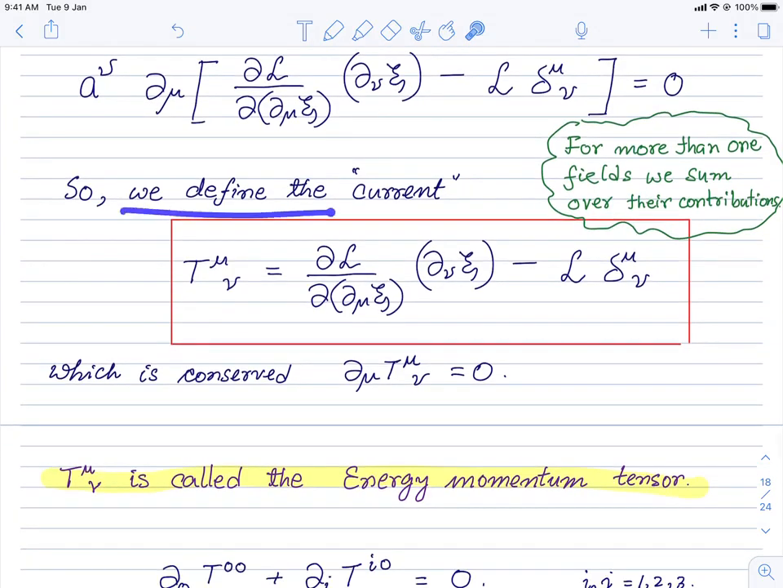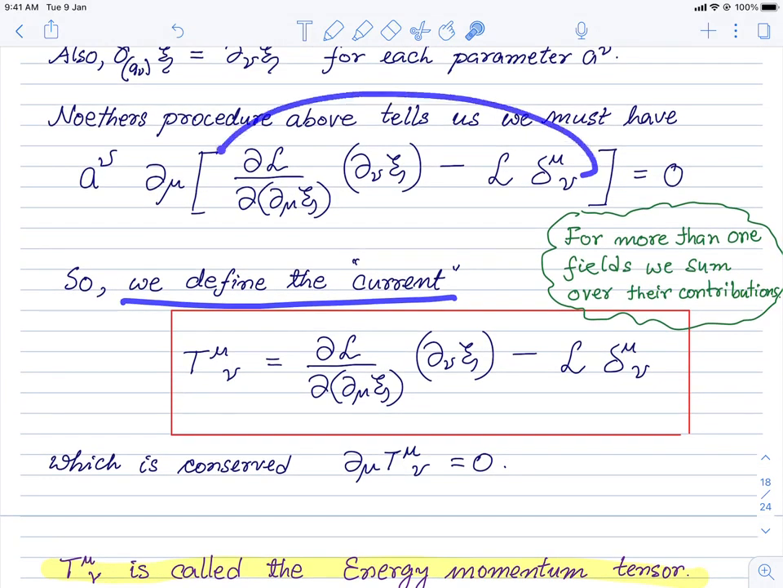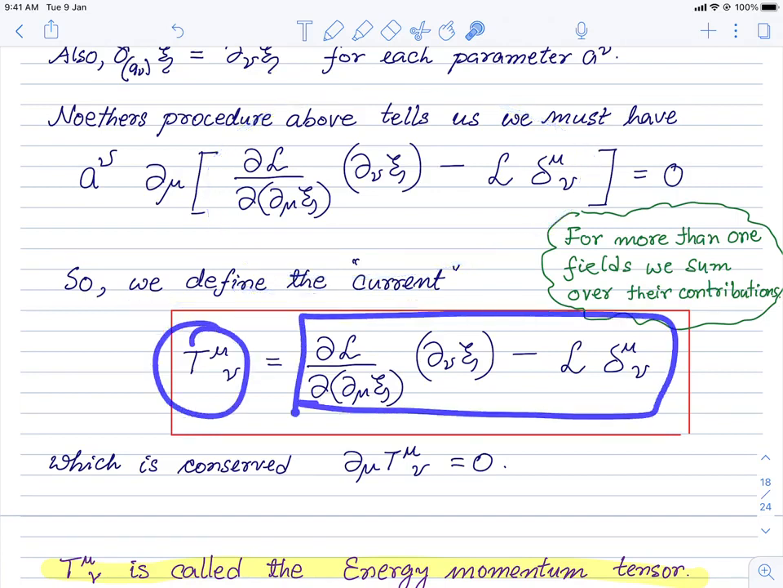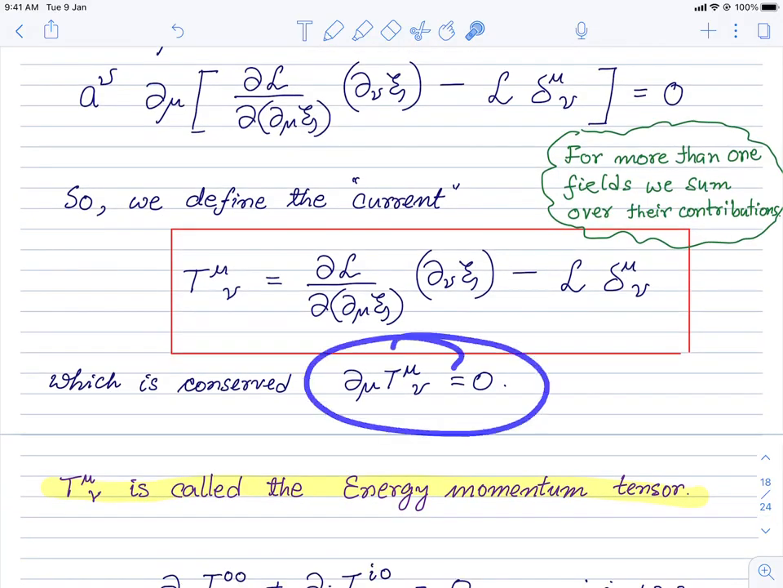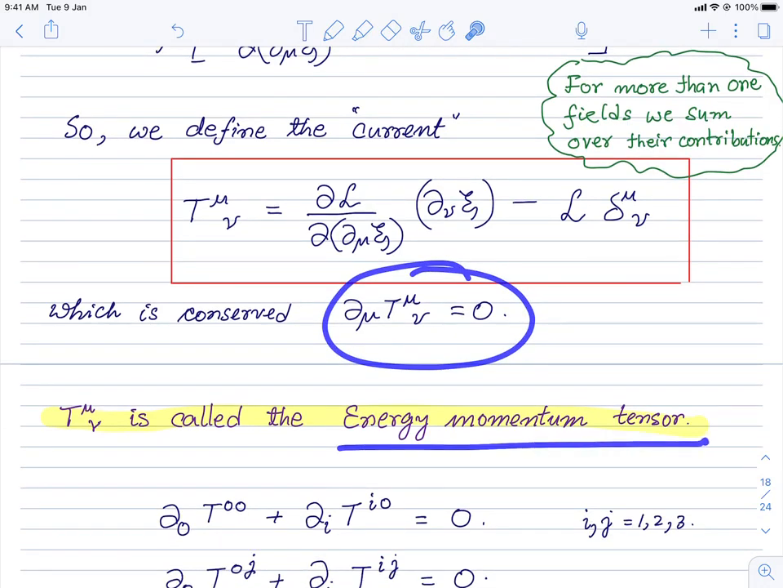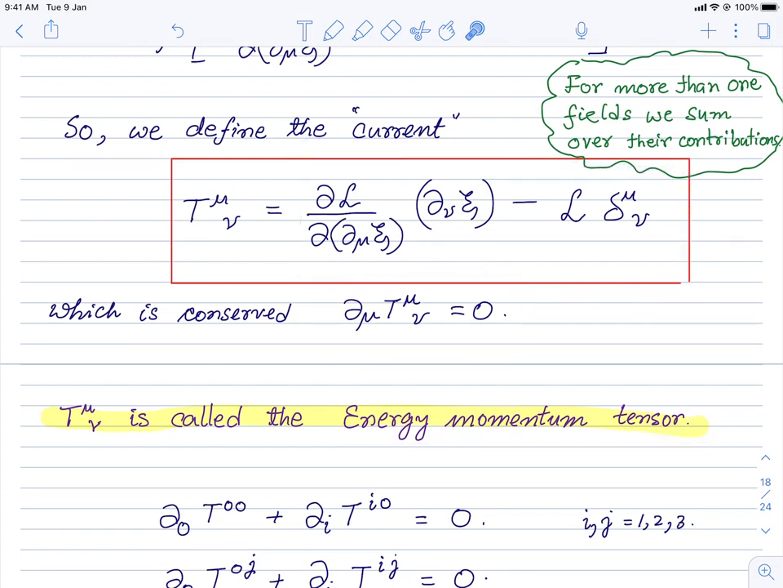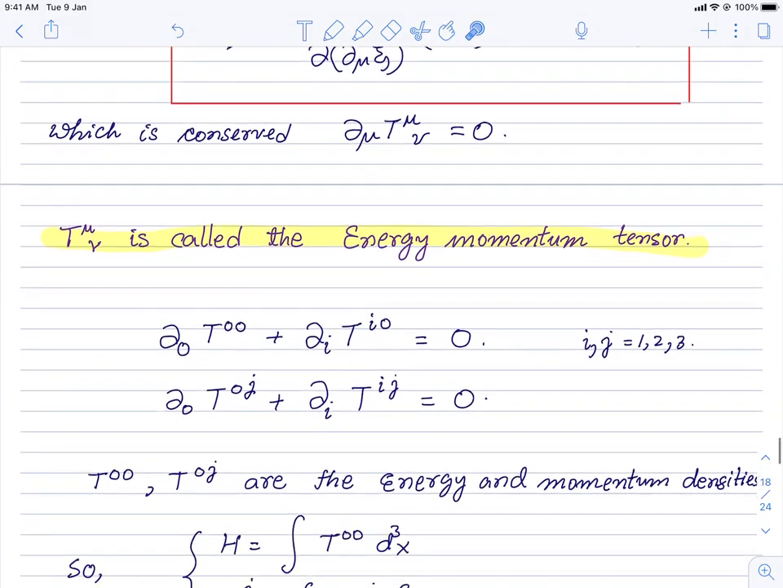So we can define whatever appears inside as the current. This object, T mu nu, is this object here for translation. Whatever the Lagrangian density is, we know all the terms, and I can perform this differentiation. Then this is the corresponding object that is manifestly conserved as a consequence of space-time translational invariance. The object that is conserved like this is referred to as the energy momentum tensor. In fact, this formula is called the canonical form of the energy momentum tensor.